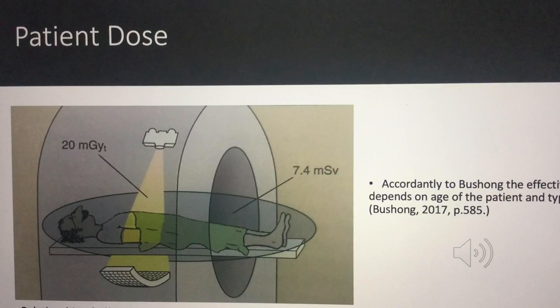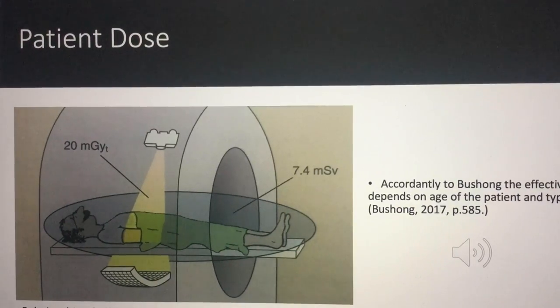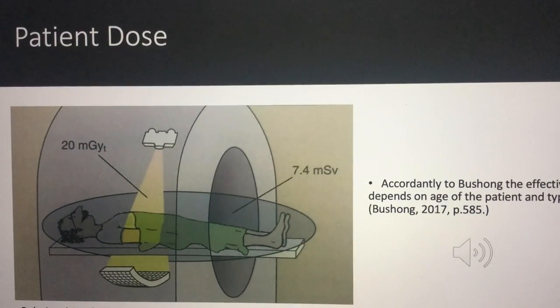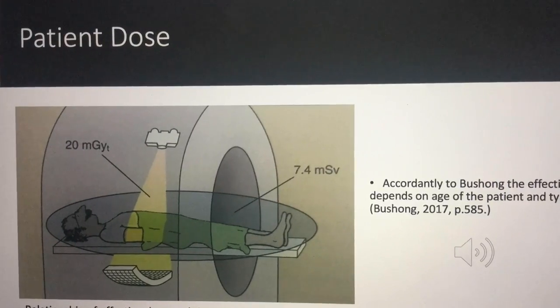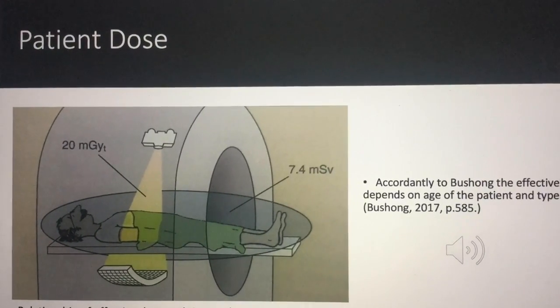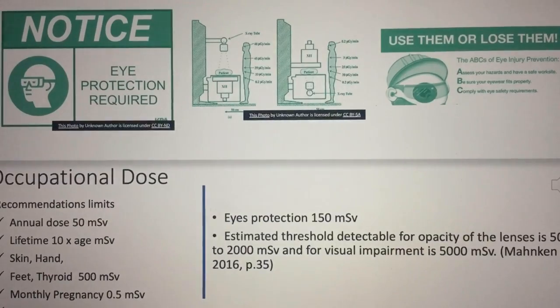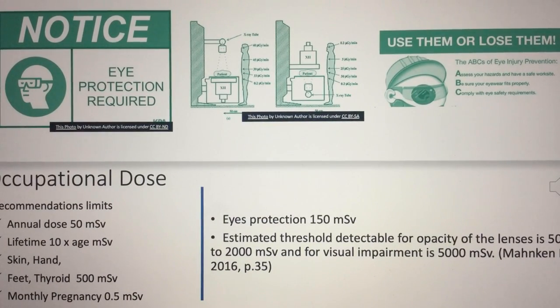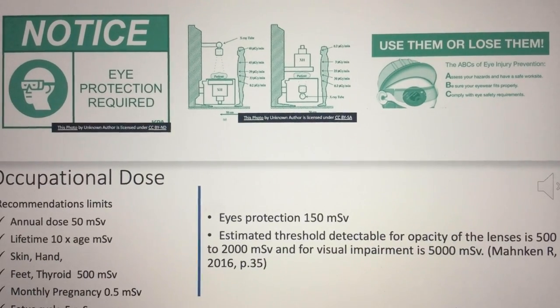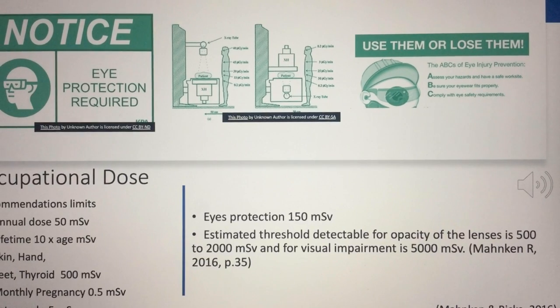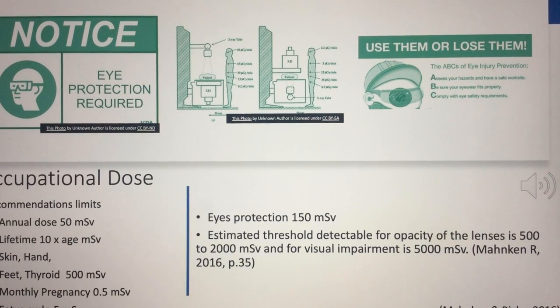Patient dose in CT is higher than in regular X-ray, and the effective dose depends on the patient's tissues and age, because the younger the patient, the more sensitive to radiation. Occupational dose exposure recommended limits is something the technologist is required to keep an eye on because CT procedures deliver higher rates of radiation.